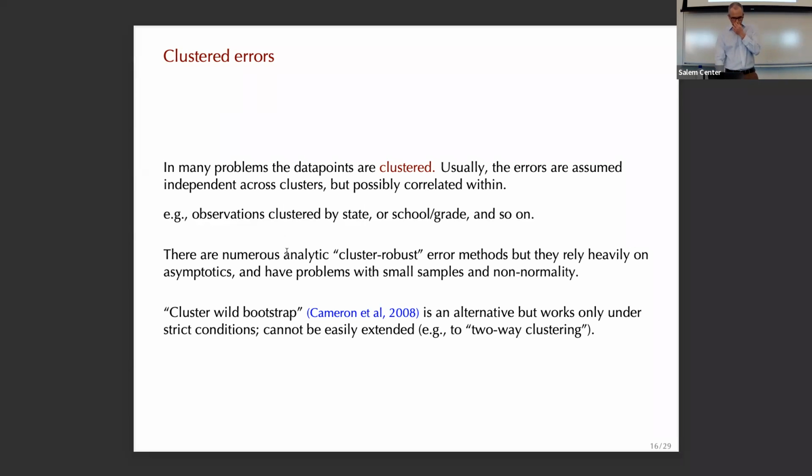So people have developed cluster robust methods. I'm not going to get into the analytical methods because these are extremely complex. They have well-known problems with small samples, normality, etc. I guess what people trust the most is the so-called clustered wild bootstrap. It's an alternative, but it works only under strict conditions and cannot be easily extended to other domains.